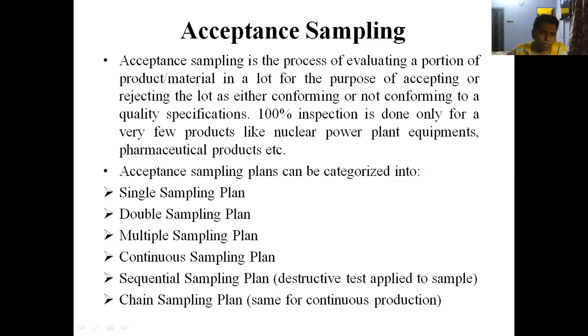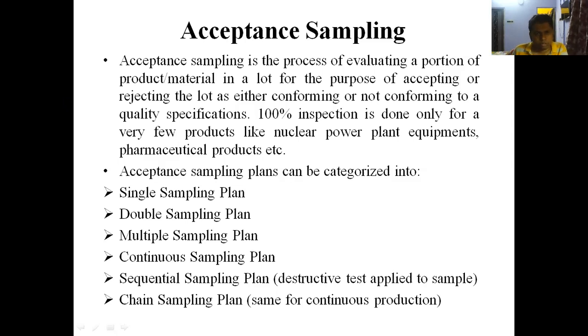And also for the rejected lots, usually 100% inspection is carried out. That means once a lot is rejected, each and every item of the lot is checked, and the defective ones are replaced by good ones. Okay, so acceptance sampling plans can be categorized into single sampling plan, double sampling plan, multiple sampling plan, continuous sampling plan, sequential sampling plan, and chain sampling plan. These kinds of sampling plans exist.